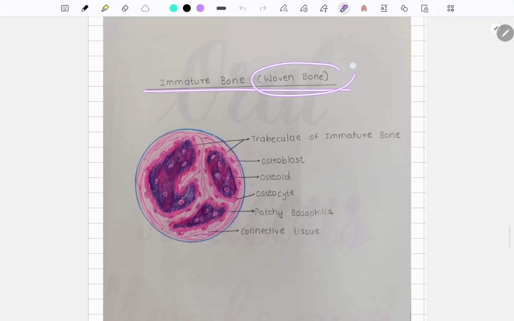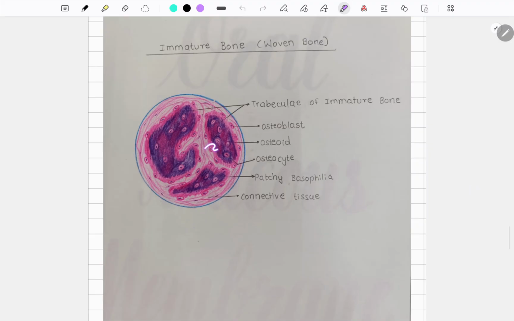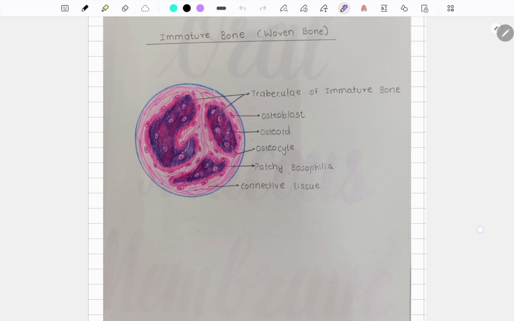Then there is immature bone, also known as woven bone. Over here the osteocytes are randomly located inside the lacunae, and collagen fibers are irregularly and randomly arranged over here, as you can see. These are the osteoblasts. This layer is known as osteoid layer. The cells inside this are osteocytes. Then you can see that it is patchy basophilic part of the immature bone or the woven bone. This is the connective tissue with collagens randomly arranged.